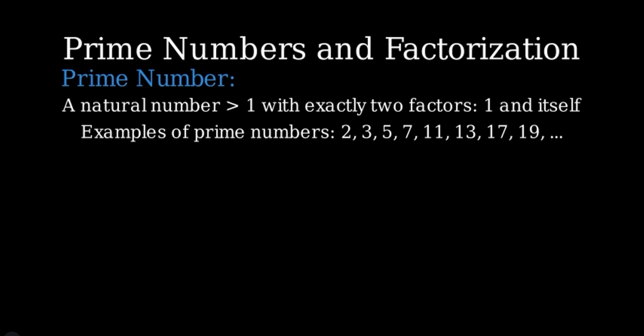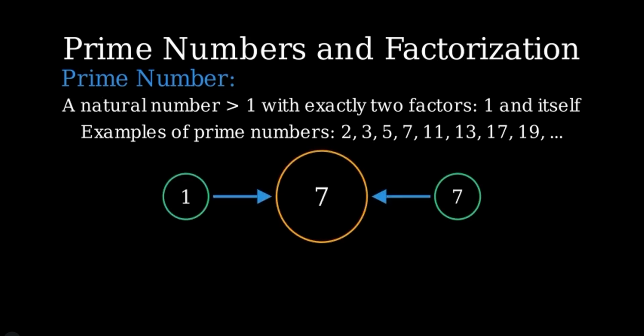Let's look at the number 7. The only factors of 7 are 1 and 7. We cannot find any other natural numbers that multiply together to give us 7.